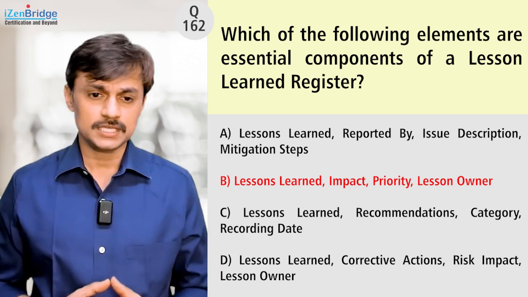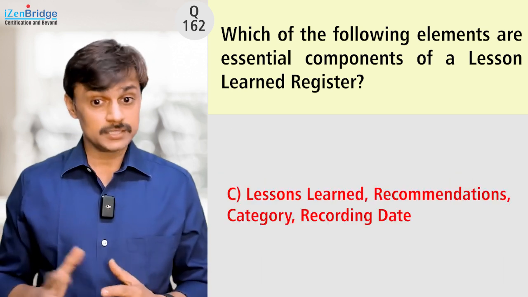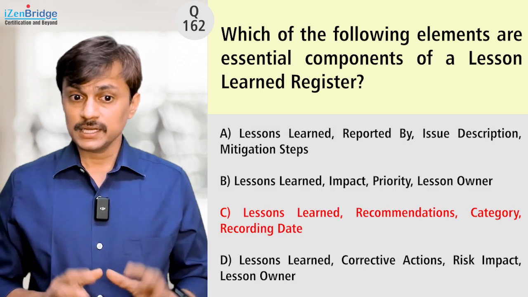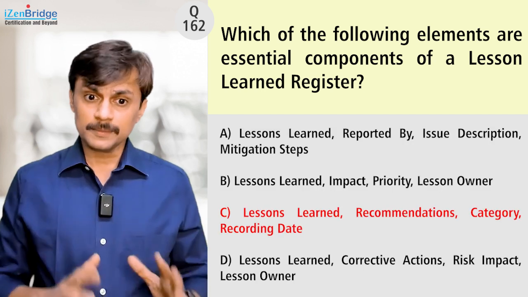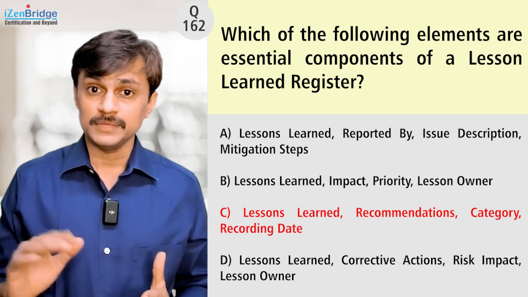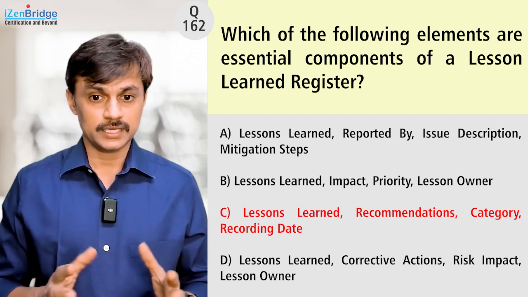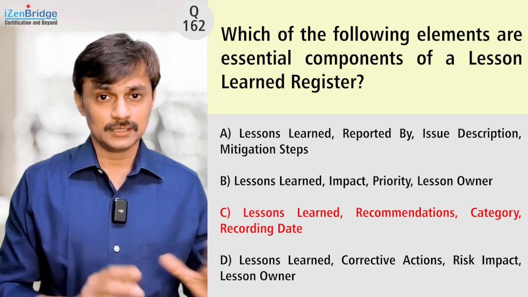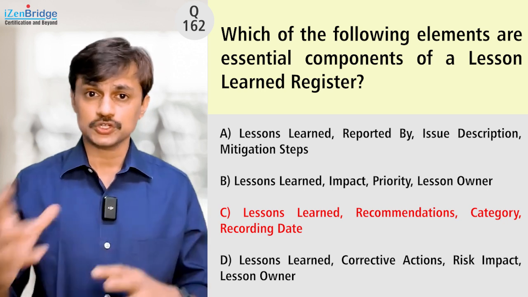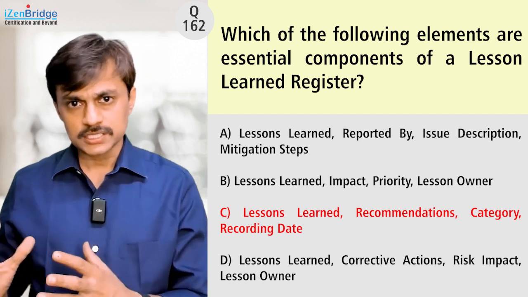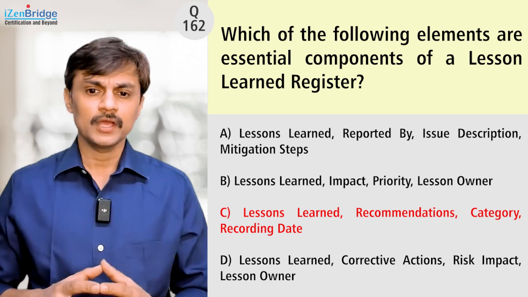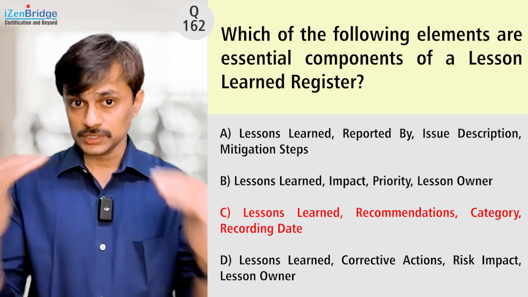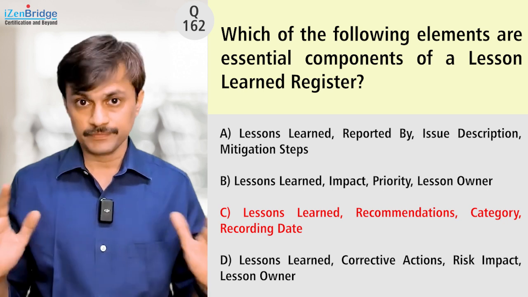So let's go with option C. Lesson learned, recommendations, category, recording date. I would say lesson learned is good. It should be there. Recommendation is a better word than mitigation steps. Category is a better word than priority. Yeah, the categorization: schedule categorization, source categorization, cost categorization, they are better words. Recording date, when we recorded this particular lesson. So I think now, till A, B, C, C looks great.